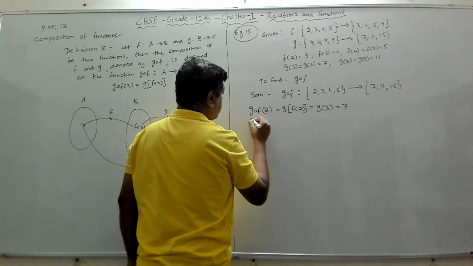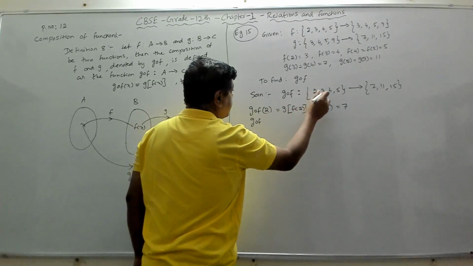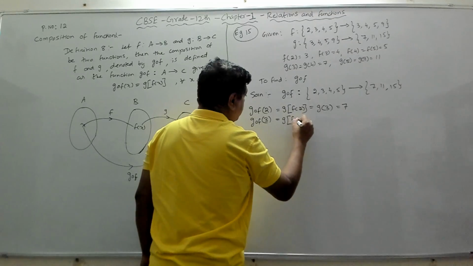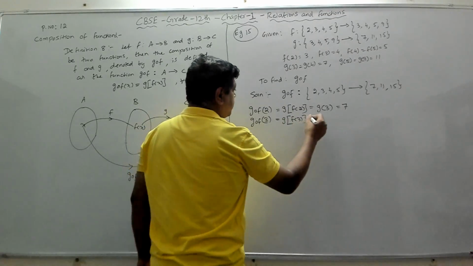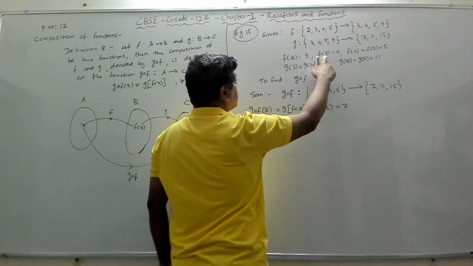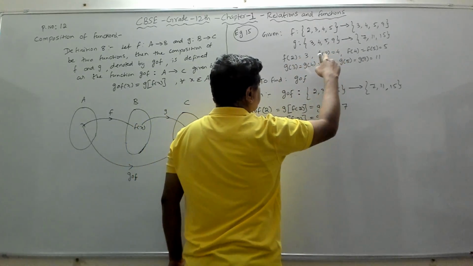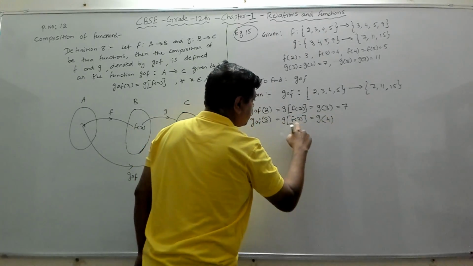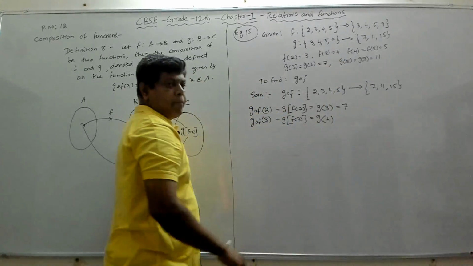So similarly we have to find what is G of F of 3, the next element. So 3 goes to what? G of F of 3. Now what is G of F of 3? That is G of, what is F of 3? F of 3 as per the definition given, it is 3 goes to 4. So F of 3 is 4. So instead of F of 3, I will put 4, because F of 3 is equal to 4 as per this.